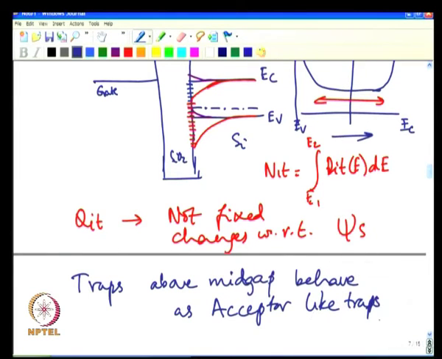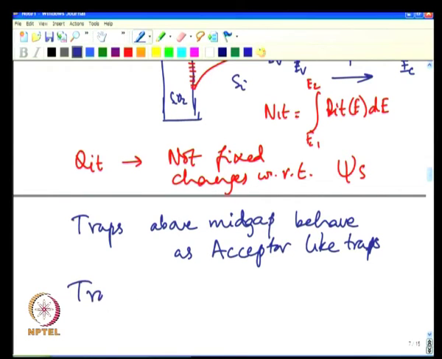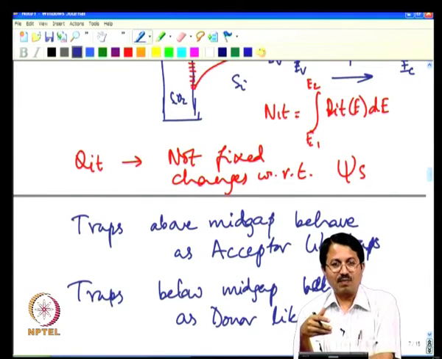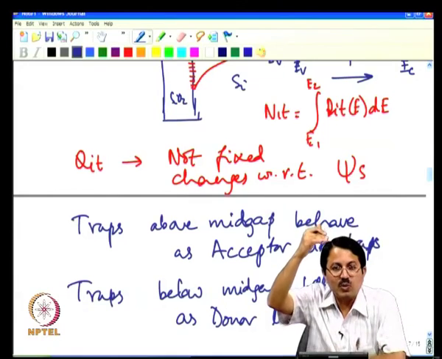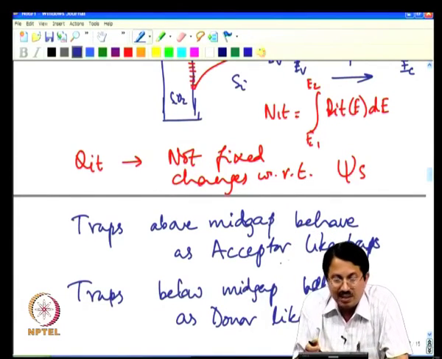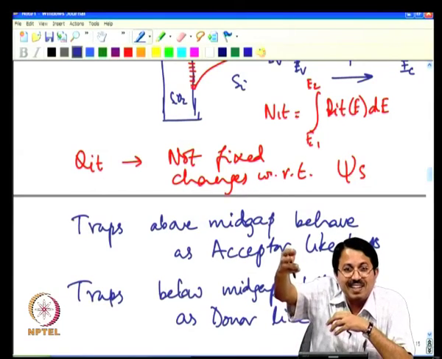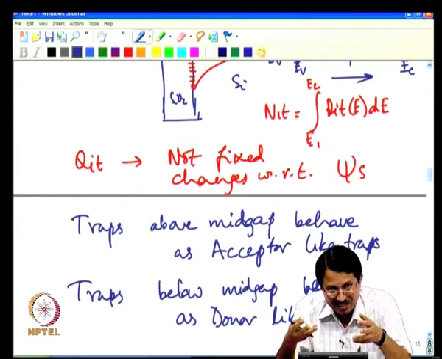We will see what it means by that. And the traps below mid gap behave as donor like traps. Okay. Now the donor and acceptor like terms are used loosely here. The actual donor, if you are talking of phosphorus as a donor, is very close to the conduction band, correct, it donates an electron. So obviously the traps are not good donors, because they behave as donor like, but they are below the mid gap, they can't really donate. If there are any electrons, they can catch the electrons, but they can't really give out electrons, you see.